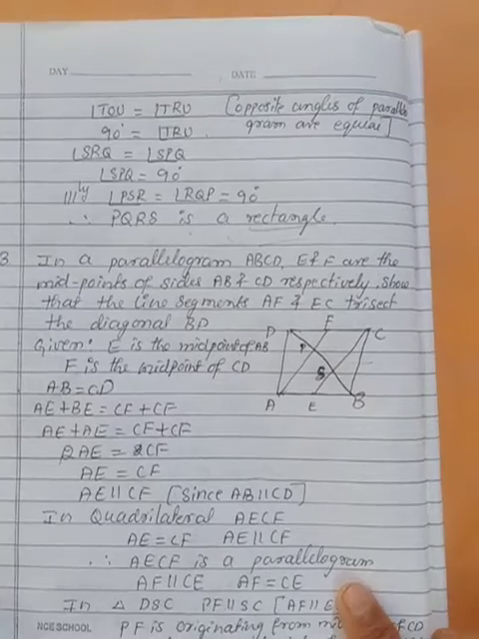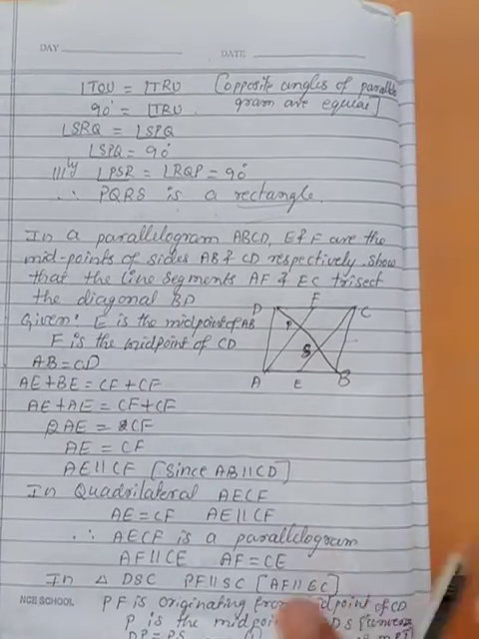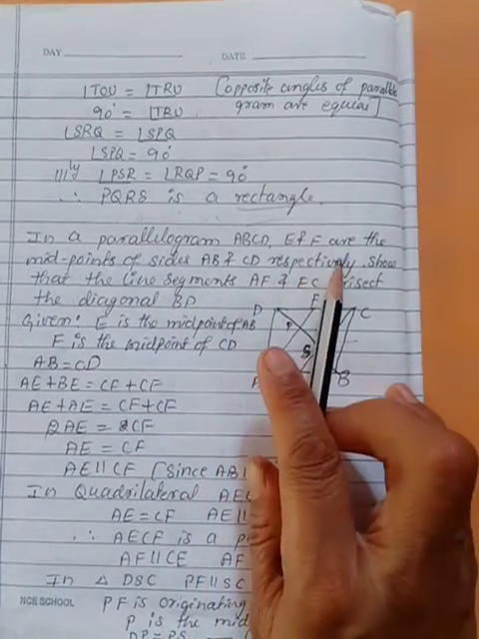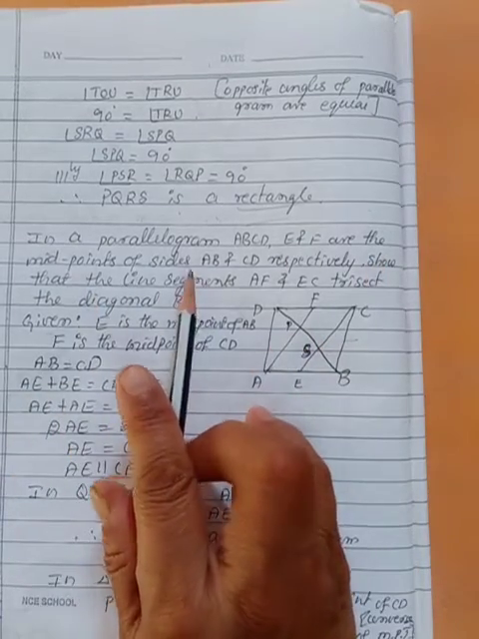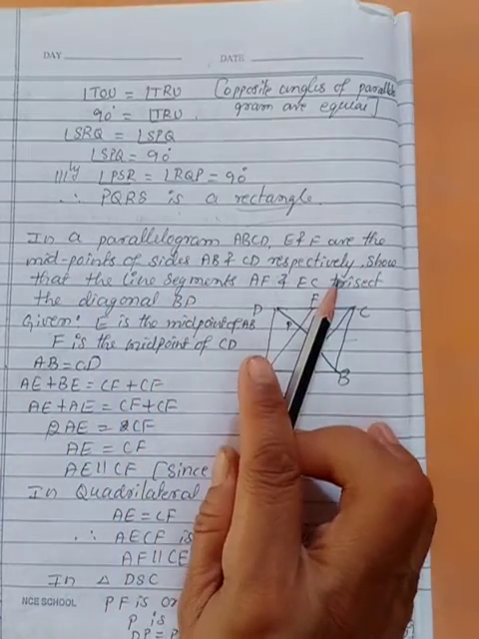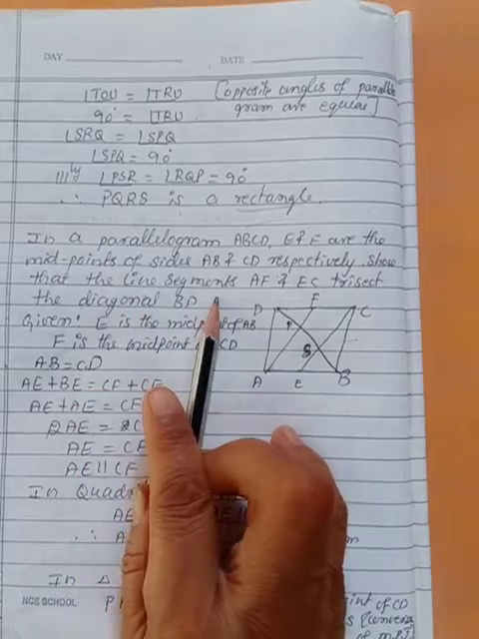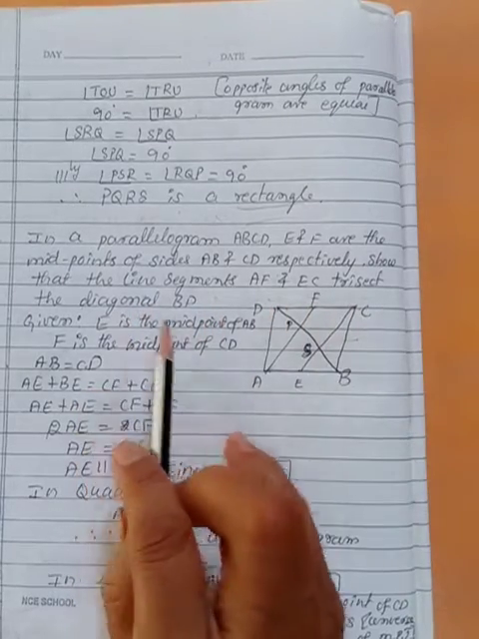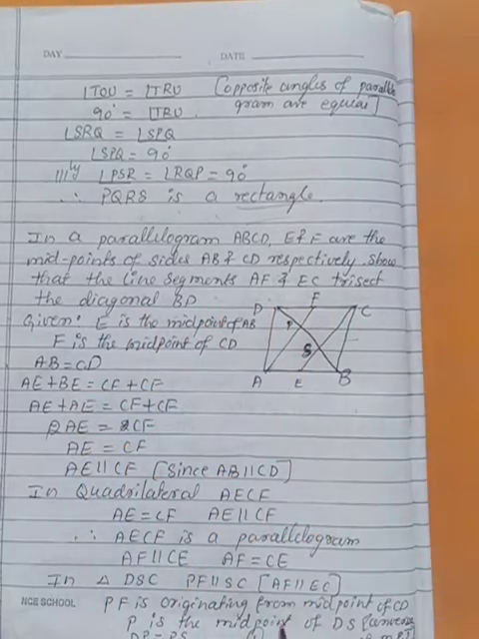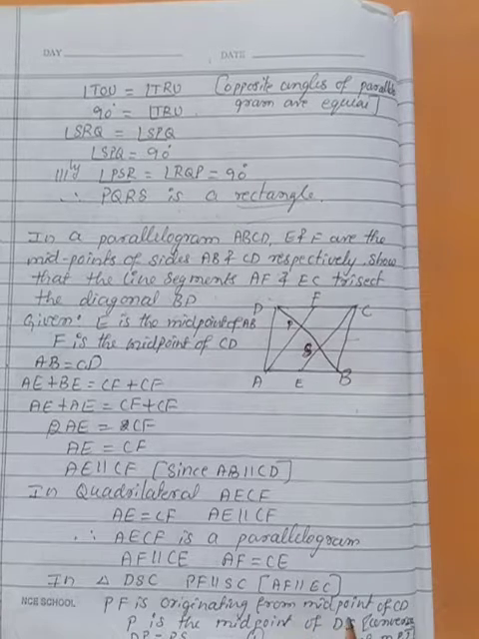Now, we will move to one more problem. In a parallelogram ABCD, E and F are the midpoints of sides AB and CD respectively. Show that the line segments AF and EC trisect the diagonal BD. Okay, this is the thing you have to prove.